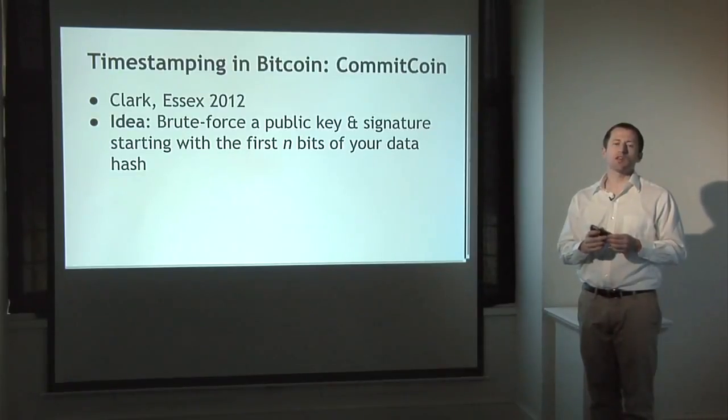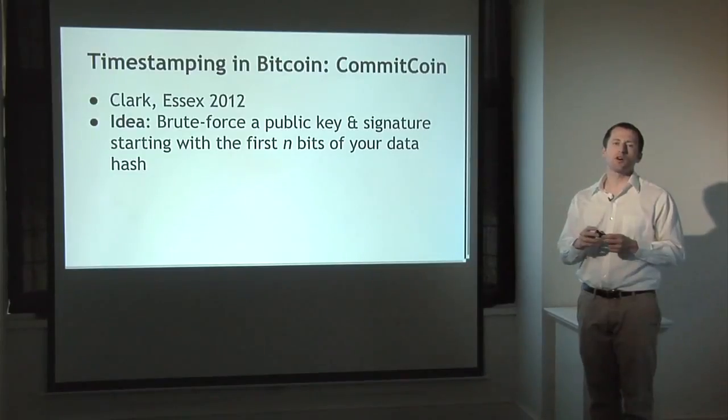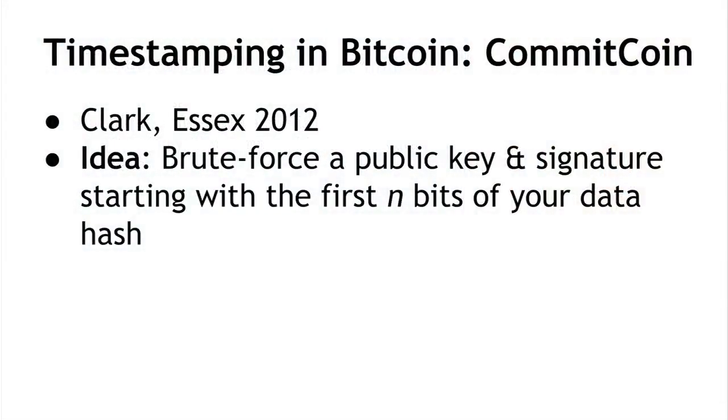So a more sophisticated way to do this is called CommitCoin. And this is a little protocol for finding public keys and signatures that have the data that you want to commit to embedded in the bits of the public key and the signature. So you have to do some brute force work here to find a special public key by simply trying to find a lot of public keys and a lot of signatures so that the bits that you want, the bits that represent the hash of your data, are also the bits of a valid public key.